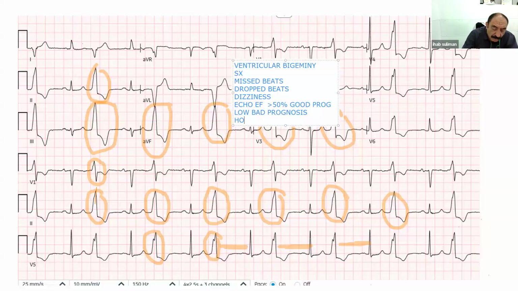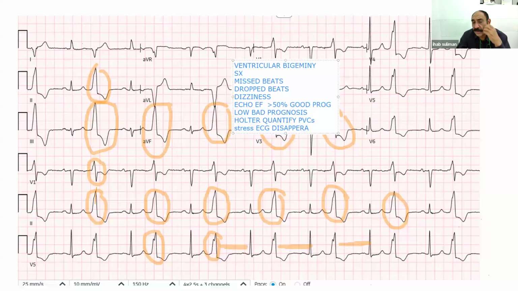And I should also do a Holter to quantify the amount of PVCs. And sometimes I might ask the patient to run on a treadmill test to see if it disappears or if it increases with the stress ECG.